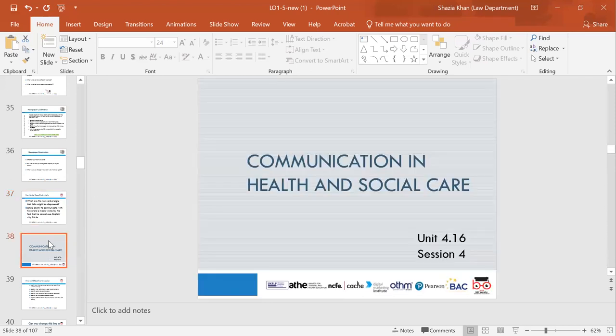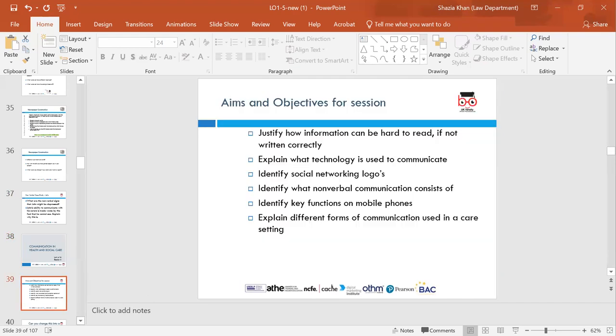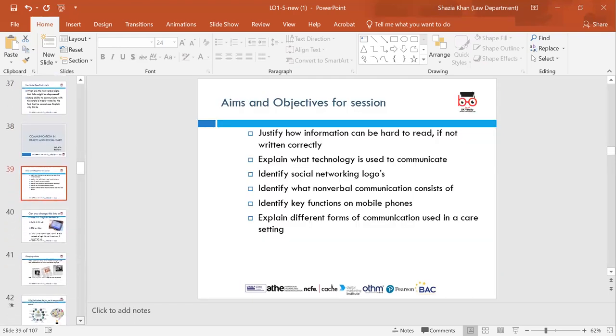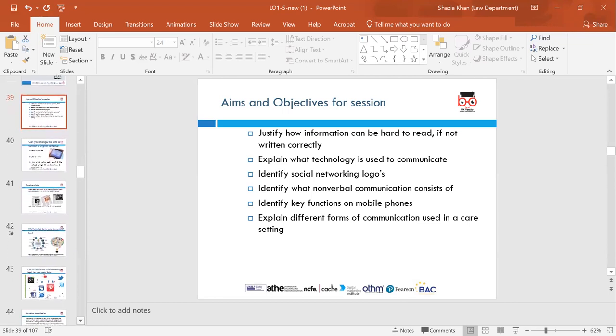So now we're going to go on to unit session 4, which is looking at communication in health and social care again. In this session, we'll look at justifying how information can be hard to read if not written correctly, explain what technology is used to communicate, and also look at identifying social networking logos, identifying what nonverbal communication consists of, and identifying key functions on mobile phones, and explain different forms of communication used in the care setting.